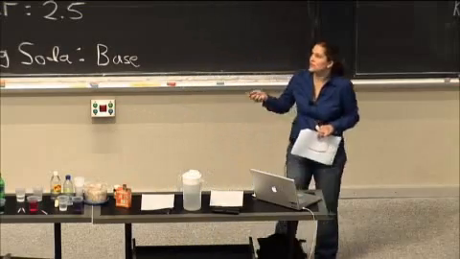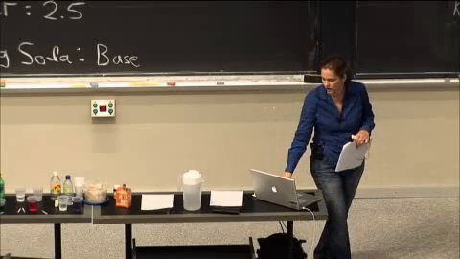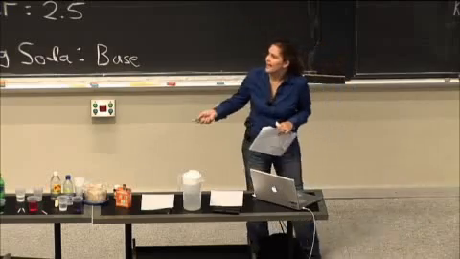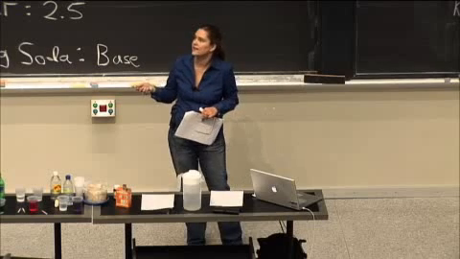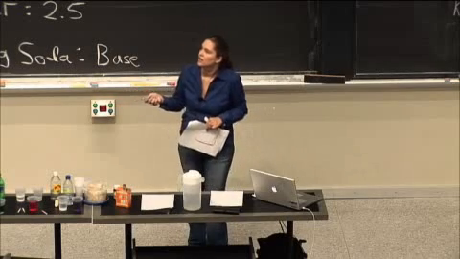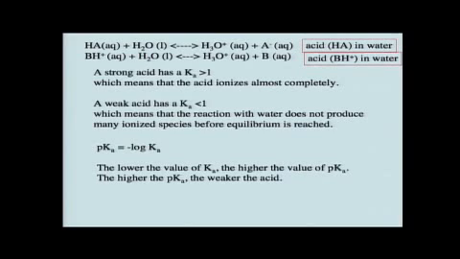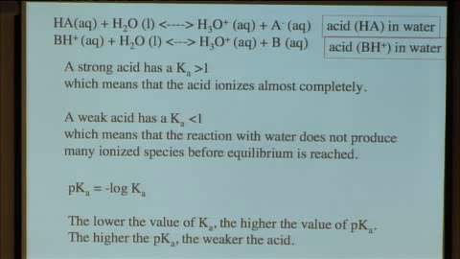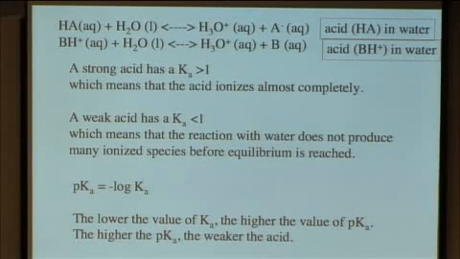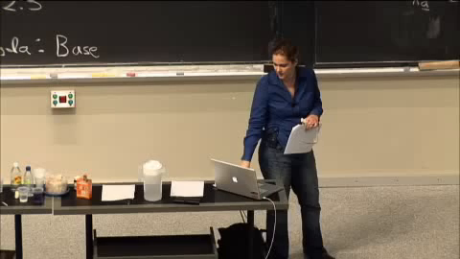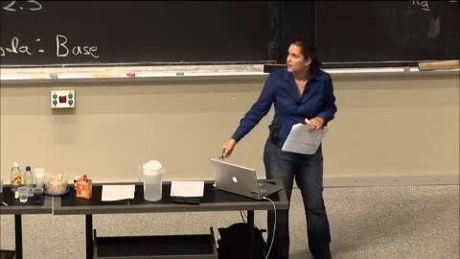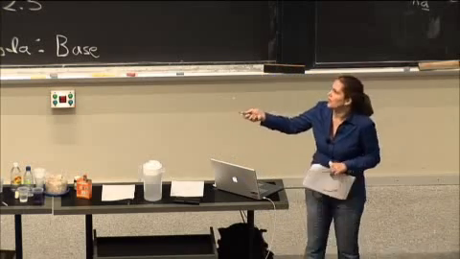You can tell if something is a strong acid or not by looking at its Ka value, or alternatively, you can consider something called pKa. The pKa is minus log of the Ka, and if you have a low value of Ka, you'll have a higher pKa, and the higher the pKa, the weaker the acid. So you can look at Ka, or you can think about pKa in terms of whether something is a strong acid or not. We'll just finish up with this slide.